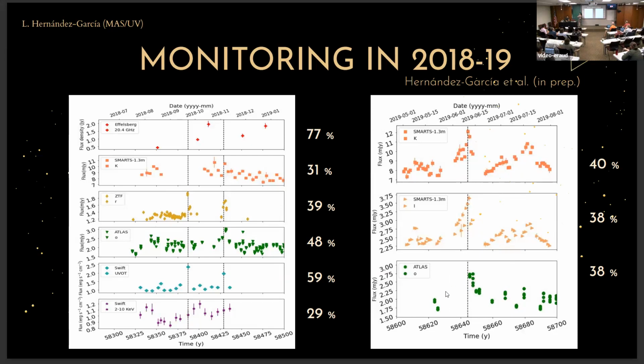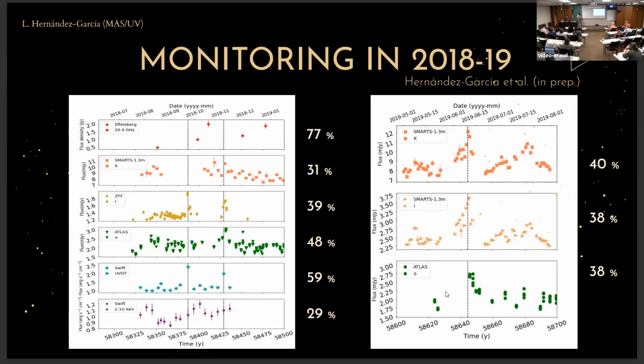So the important things that we can see in this plot is that first, the source is variable in all the observed wavelengths. The variations are happening in time scales smaller than a month, and it seems to be a flaring behavior.